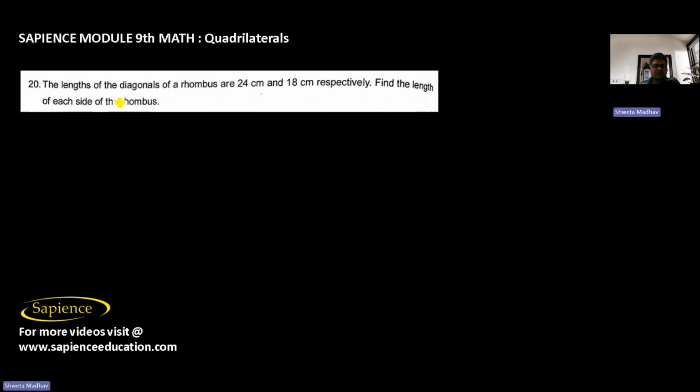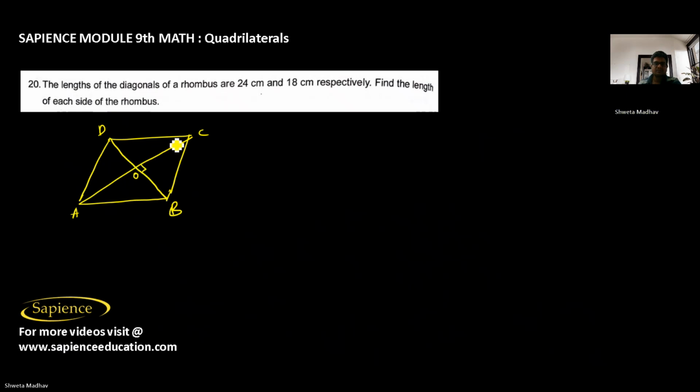Here it is told the lengths of the diagonals of a rhombus are 24 centimeter and 18 centimeter respectively. Suppose this is ABCD, the rhombus. Since it is a rhombus, the diagonals will bisect each other at right angles. So the length of the diagonal AC is 24 centimeter and BD is 18 centimeter. Find the length of each side of the rhombus.